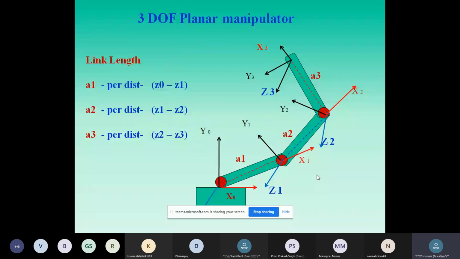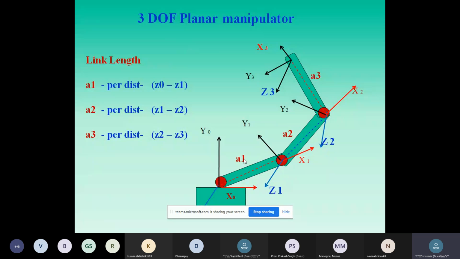So, link length: what is link length? How is A1 defined for link 1? A1 is the perpendicular distance between Z0 and Z1. This is the definition of link length. You remember this from the previous chapter, previous slides. Here is Z0 and here is Z1. The perpendicular distance is given by these two dotted red lines, and this is A1.